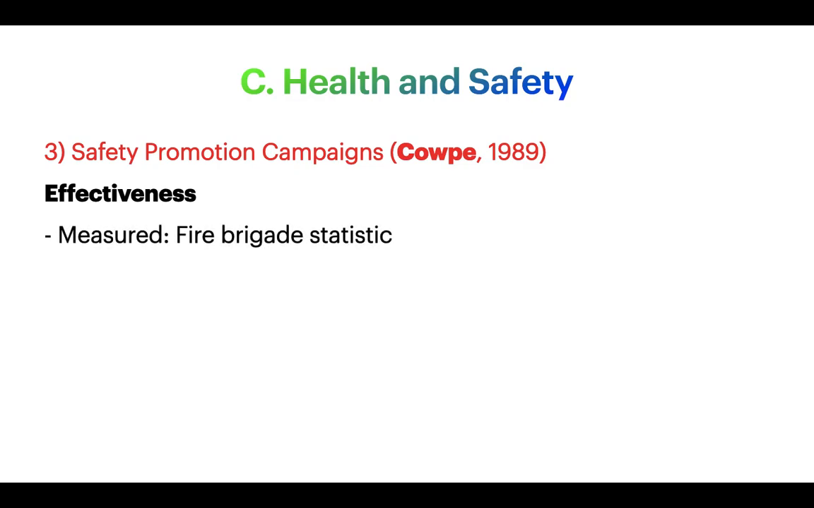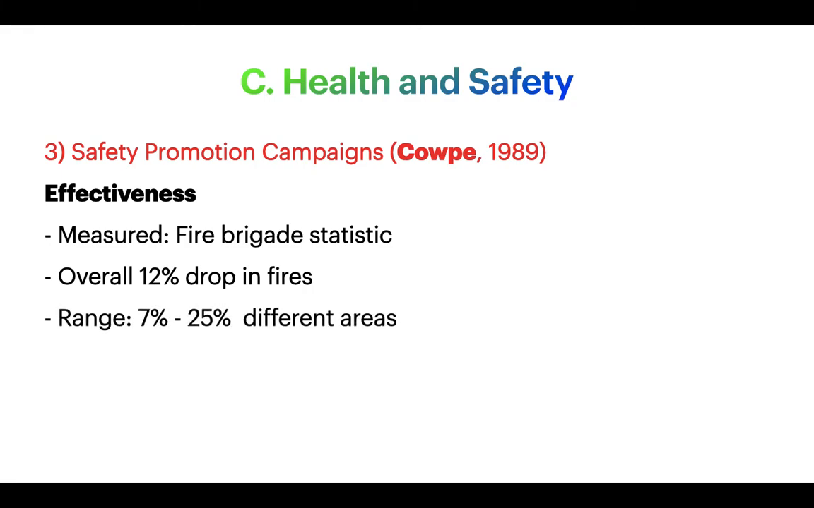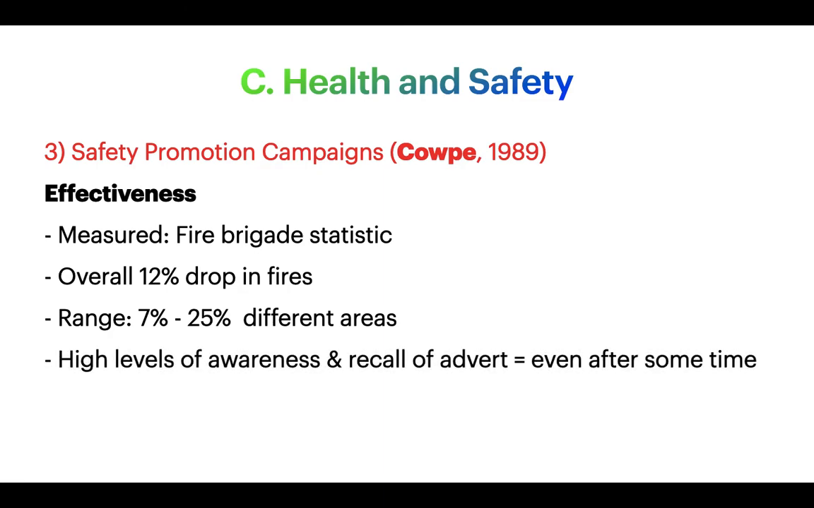It was effective, right? They measured this by using fire brigade statistics. Overall, there was a 12% drop in fires in the areas. It ranged from 7 to 25% in different areas. So in some areas, a 7% drop. In some areas, as much as a 25% drop. But overall, on average, about 12%, which is great. Less fires, less accidents.